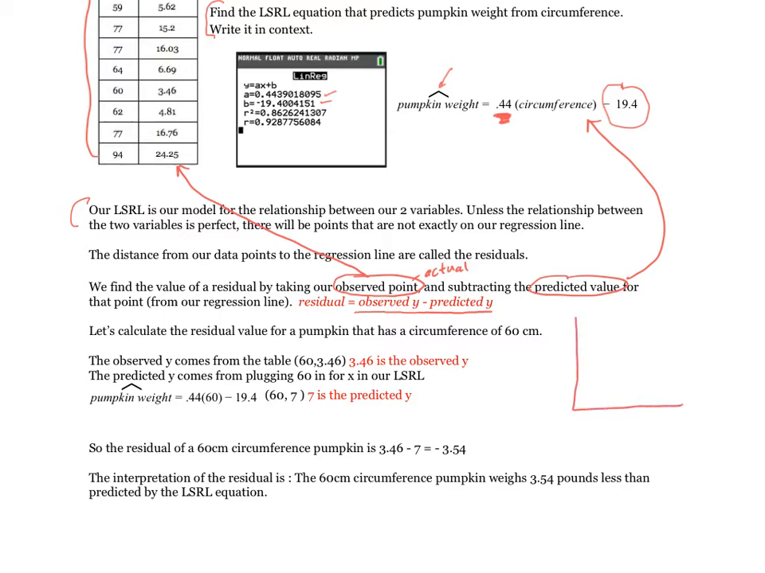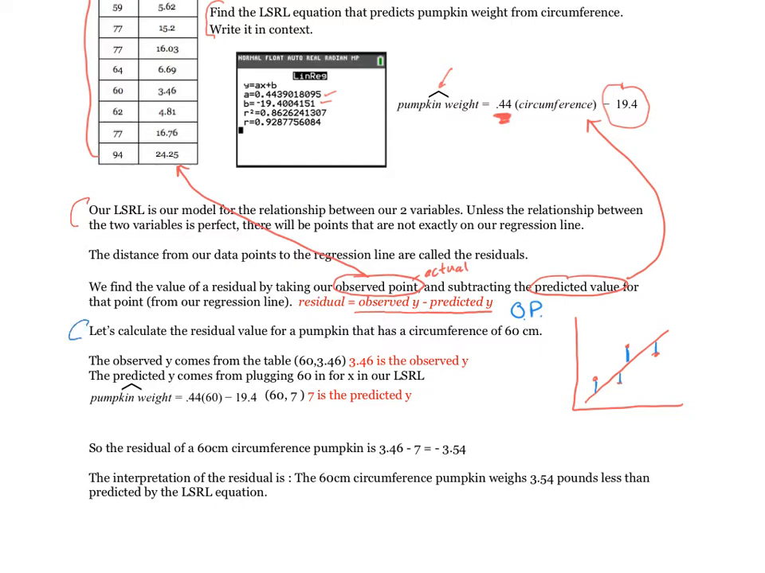So you can think of a graph. Here's the regression line. Here's some points. The residual is this distance from the points to the predicted line. Okay? And we always find them by going observed minus predicted. That order is very important, and to help you remember it, it's in alphabetical order. Observed minus predicted. O comes right before P in the alphabet.